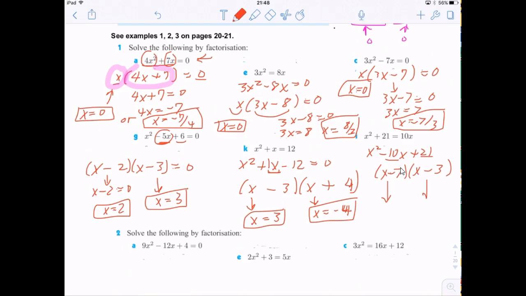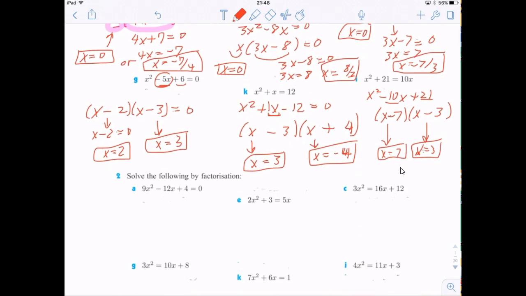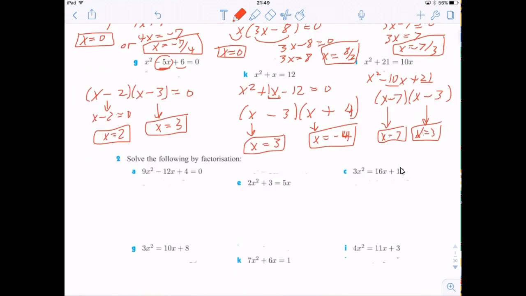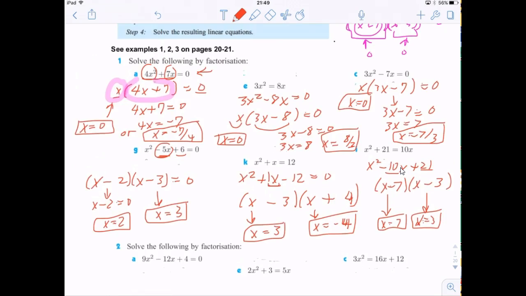So then I figure out, okay, when does this expression equal 0? It's equal to 0 when x equals 7 or when x equals 3. Okay. All right. Moving on to number 2. Solve the following by factorization. Okay. So here we are again. We're doing the same thing we were in number 1.